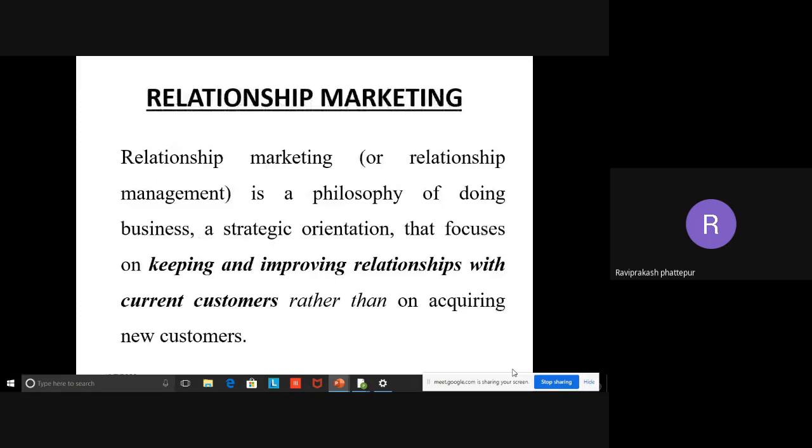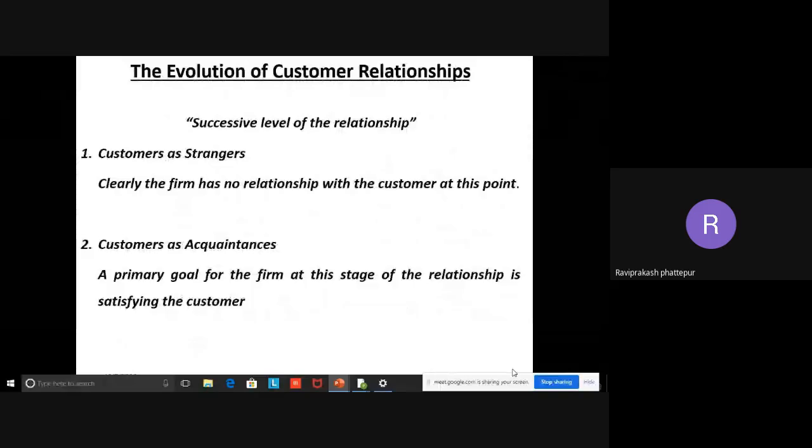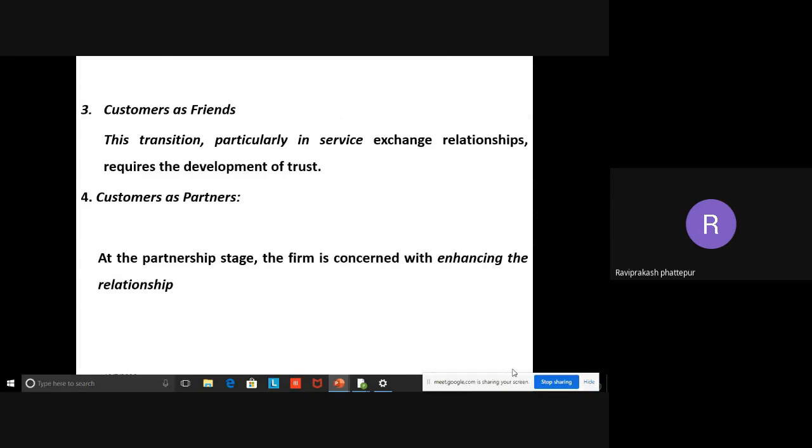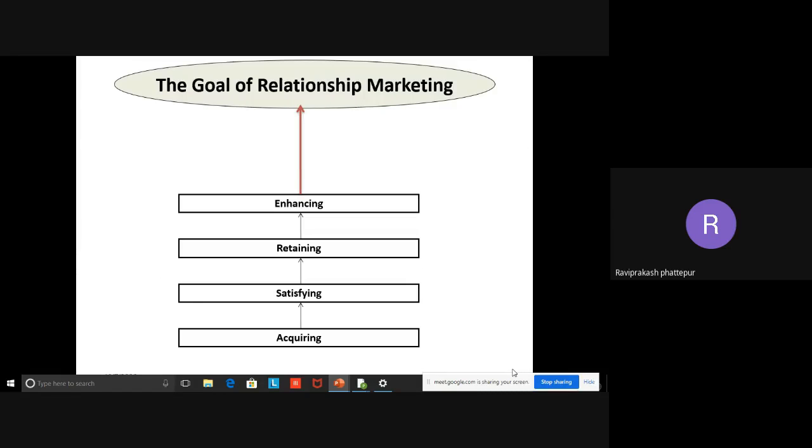Then relationship marketing. What is relationship marketing? We saw. Then the evolution of customer relationship. So what are the different things? The first one, customers as strangers, customers as acquaintances, customers as friends, and customers as partners. These are the 4 different ways. Then next is, what is the goal of relationship marketing? So first, acquiring, satisfying, retaining, and enhancing the service delivery.